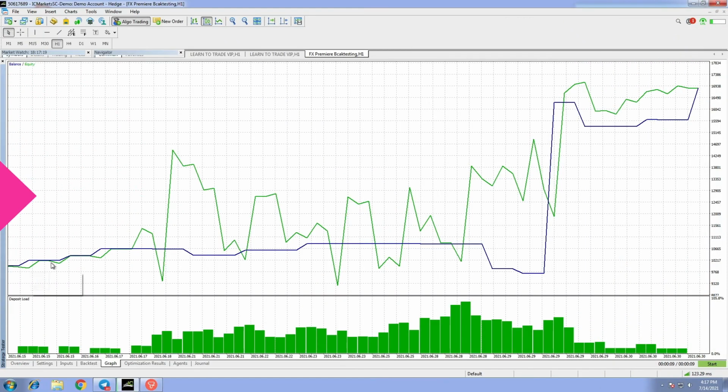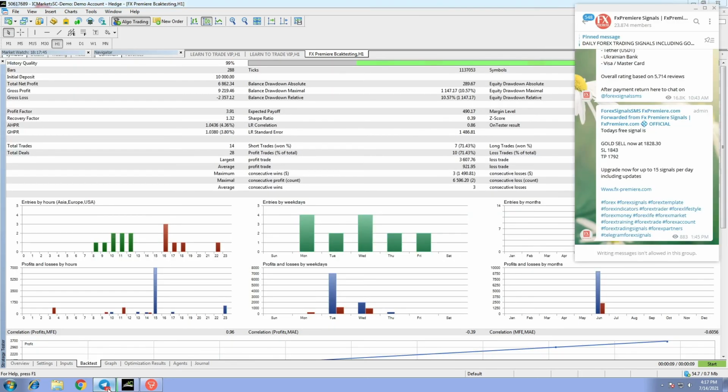As you can see in the graph, the data was fluctuating, but before the end of the month, it went straight up. To sum it up, FX Premier Signals is considered one of the best groups that provide some great quality signals.